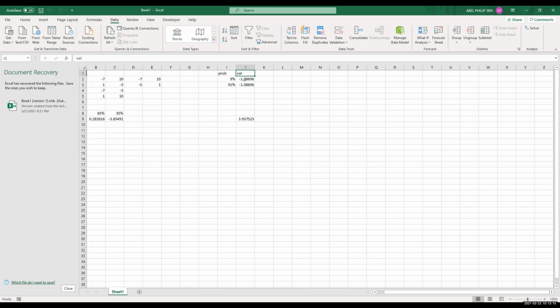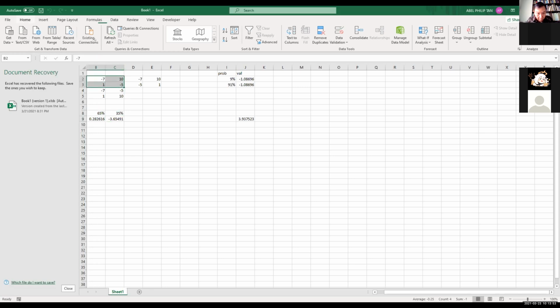Wait, let me check if this is the right formula. Is it the right formula? The value? Let me check. So B2 multiplied by I2, correct? B3 multiplied by I3, that's correct. Yeah. And that one is C2. Yeah, that's correct. Your value is 7, 10, 1 minus 5, is it? Yes, that's correct. So minus 7, 10, 1 minus 5, correct.